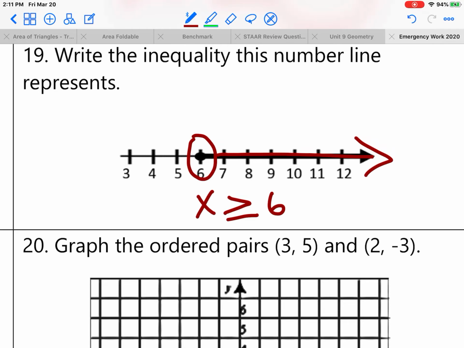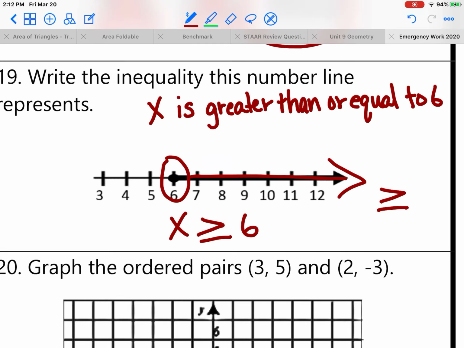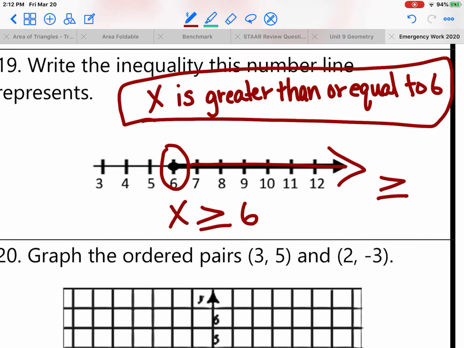Now, on the paper, on the Turnitin on Google, you're going to have to write it like this. X is greater than or equal to 6, because you can't do this symbol on a keyboard or any other way. So be sure you put it in. The instructions on Google tell you to do this, but a lot of people are not doing that and they're getting it wrong. And I'm only giving them half credit because they're not reading directions.